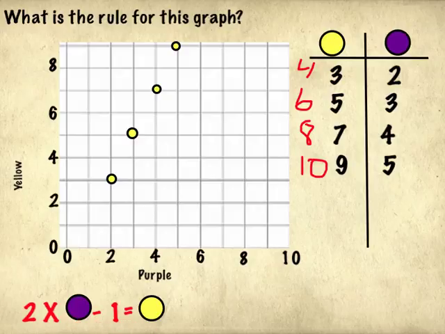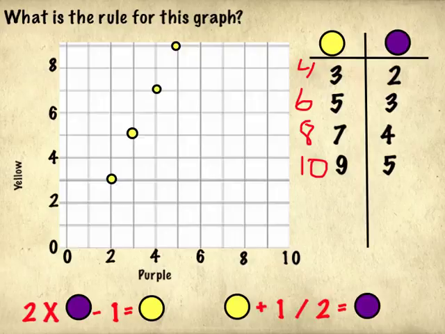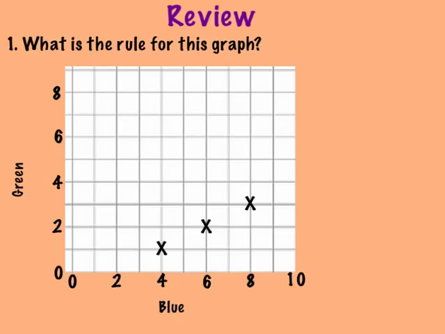Now I could have gone from yellow to purple as well, in which case it would have been yellow plus 1 divided by 2 equals purple. And if you try those, you'll find they both give the right answer, but I think multiplying is easier than division, so I chose to do it this way.